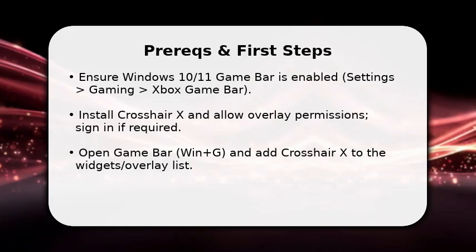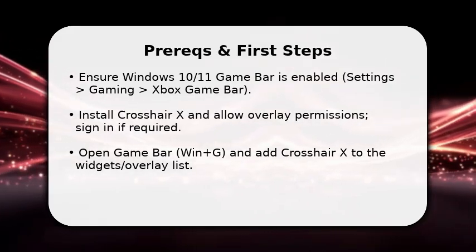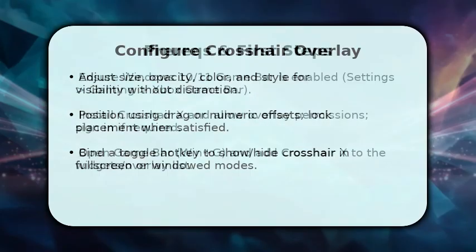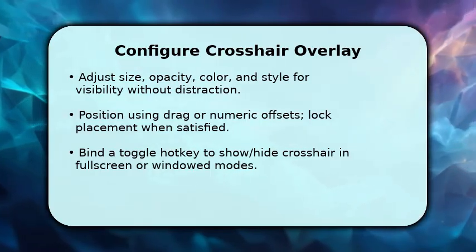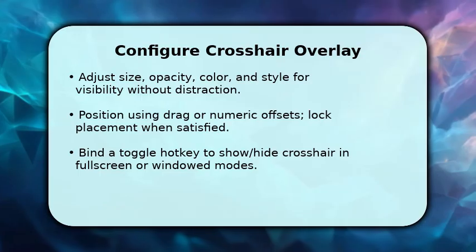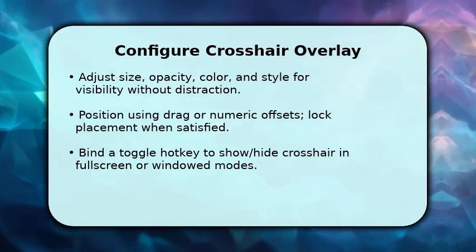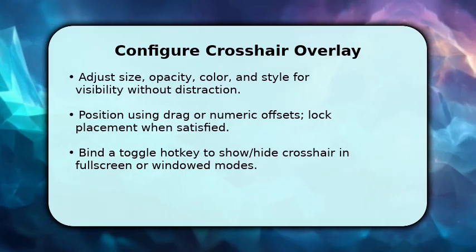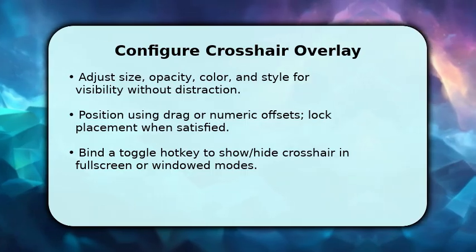It prevents guesswork later. Make sure to allow background recording and overlay access so Crosshair X can render in-game without interruption. Now configure the overlay. Pick a color and style that contrast with most maps, then tune size and opacity so the crosshair aids aim but doesn't block targets. Use precise numeric offsets or drag the marker to the exact screen pixel you want and lock the position to avoid accidental moves.